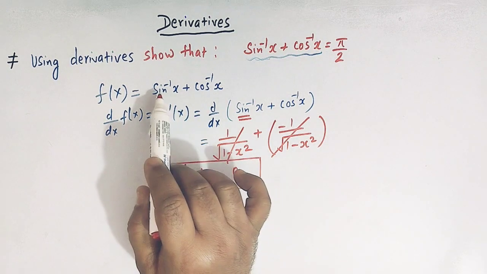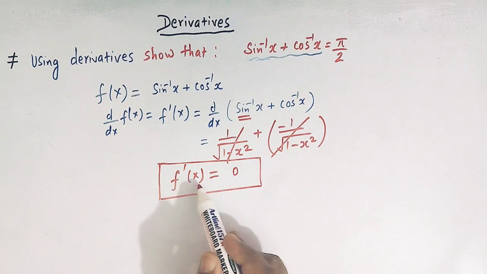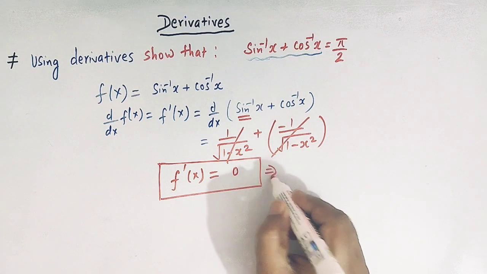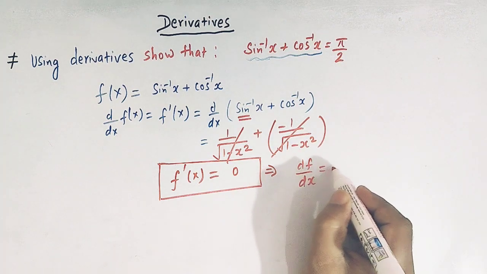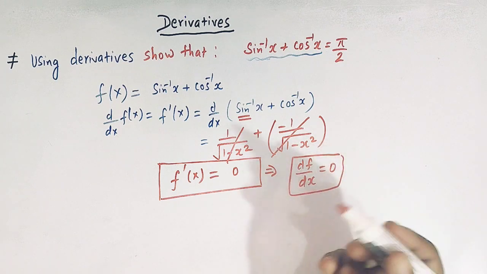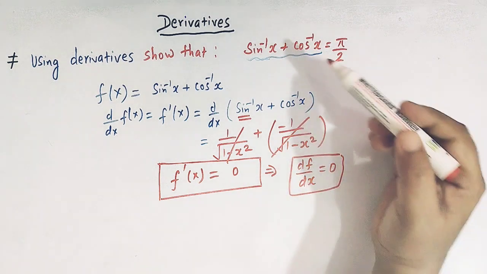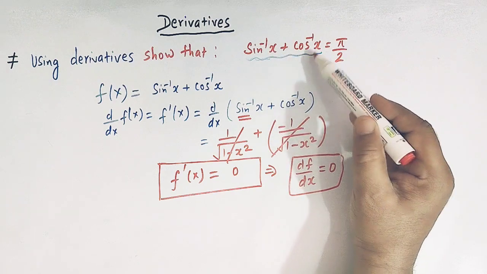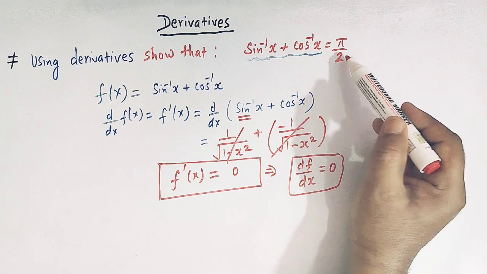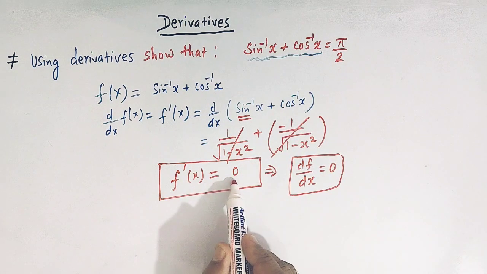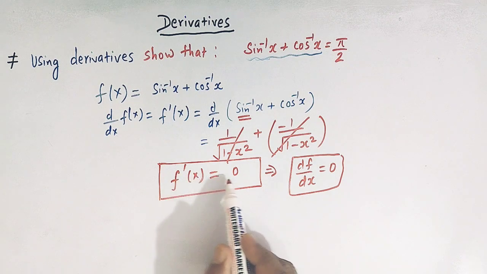So the derivative of f of x is equal to 0, and f prime of x is equal to 0 is a differential equation, df over dx is equal to 0. Moreover, we know that the derivative of a constant function is 0. In the result we have sine inverse x plus cos inverse x is equal to pi by 2, and pi by 2 is a constant. This is also evident from f prime of x is equal to 0.